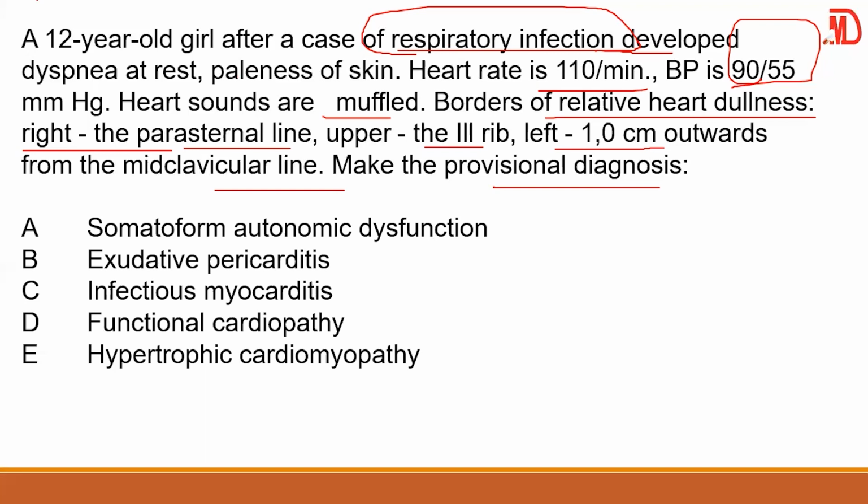Again, what am I saying? Because of the history of the respiratory infection, which could be of a viral origin, we could be thinking of myocarditis, or inflammation of the heart muscles. Myocarditis. That's leading to all of these things being present. So therefore, we'll be thinking of what? Myocarditis. So your answer here should be C.